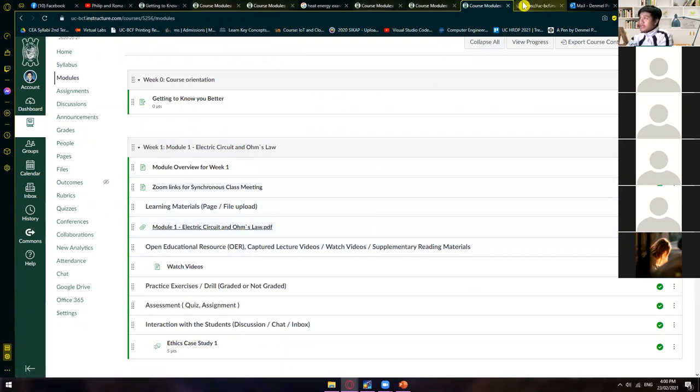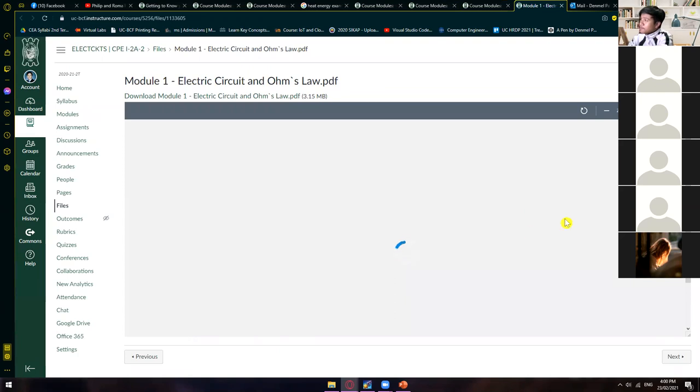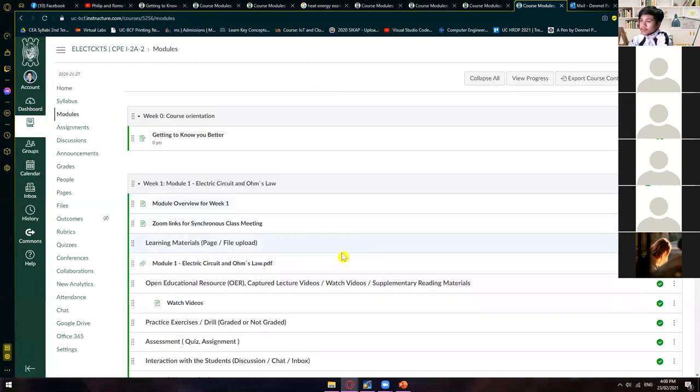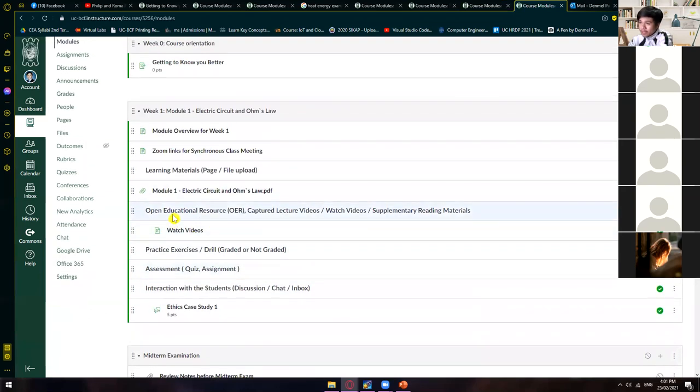When left-clicking this one, it will show you the PDF itself. As you can see, it's like a PDF viewer. But if you want to have a copy of this PDF, just click this one, download module 1, electric circuit and Ohm's law. This one has a size of 3.15 megabytes. And regarding Open Educational Resources, or OER, this one is composed of captured lecture videos, watch videos, or even supplementary reading materials, but mostly video materials.